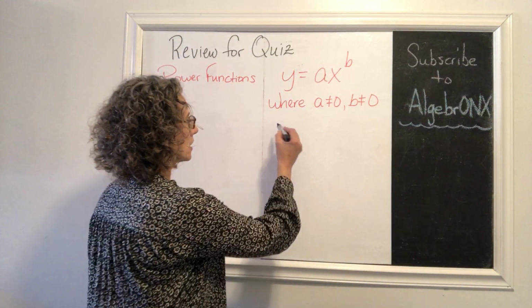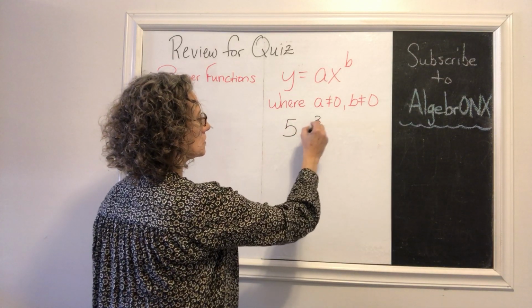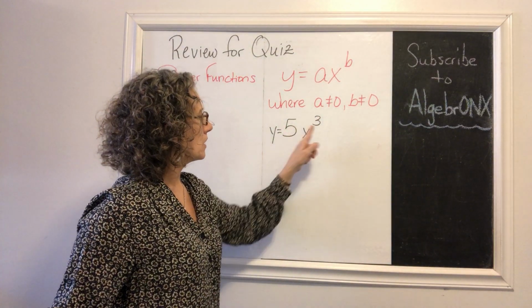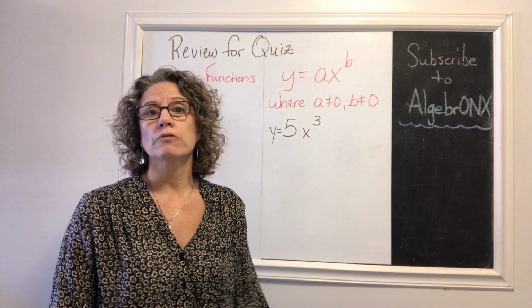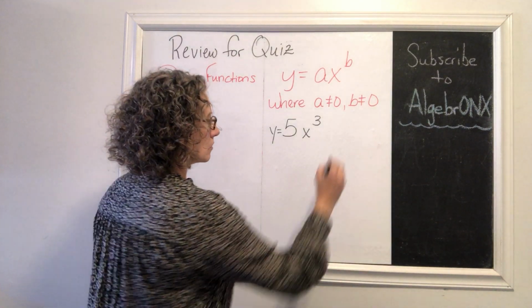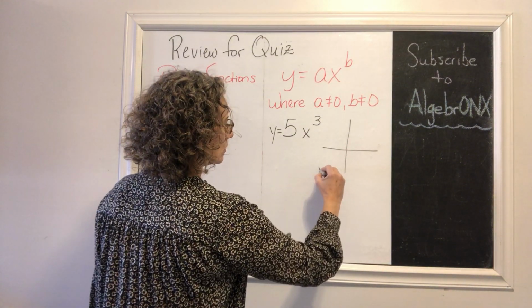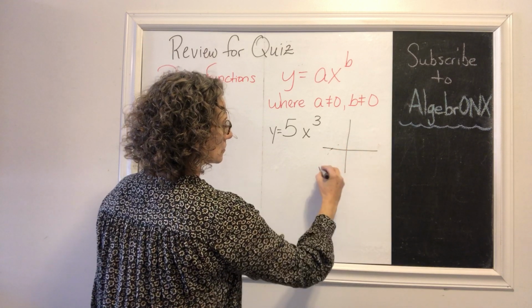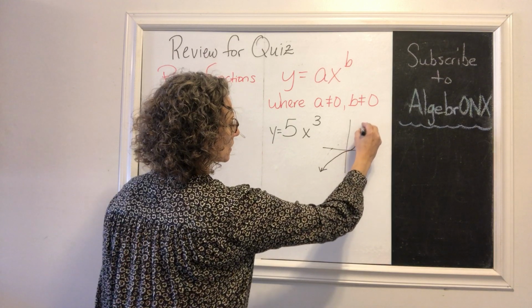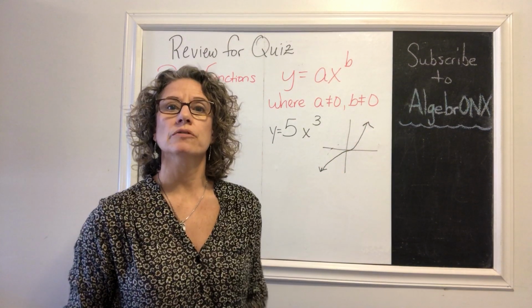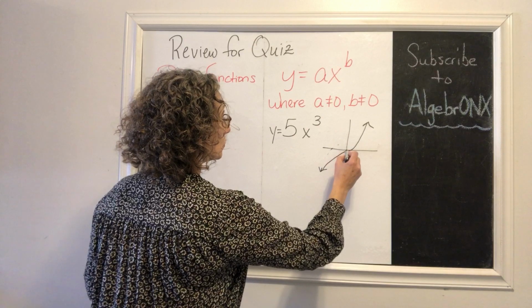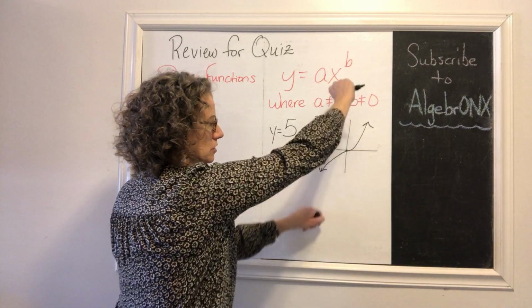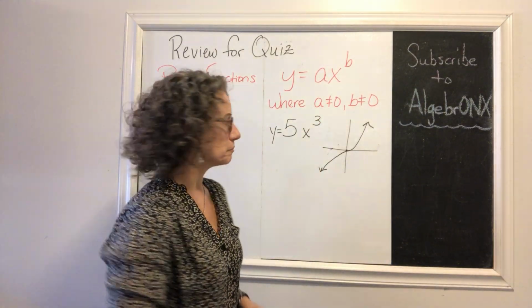So if you have something like 5x cubed, that's a power function. 5 is your variable a, and 3 is b, so it's a cubic function, and cubic functions start low and end upward. So a cubic function, pulled by 5 times, so this whole thing would be stretched by a multiple of 5.